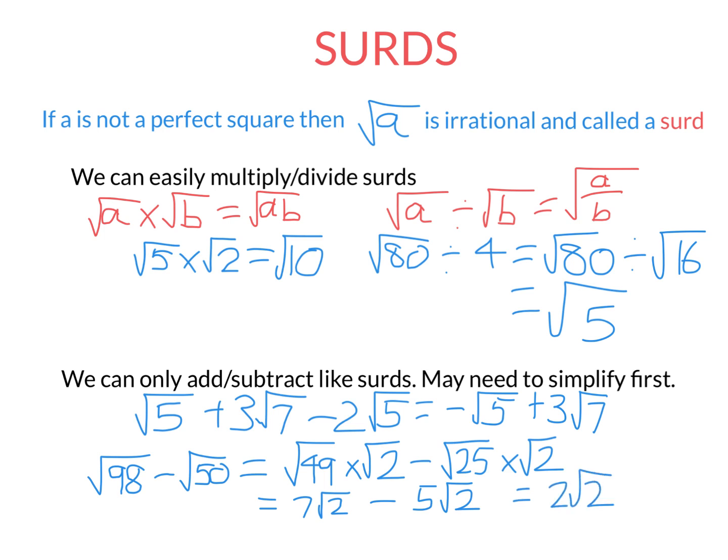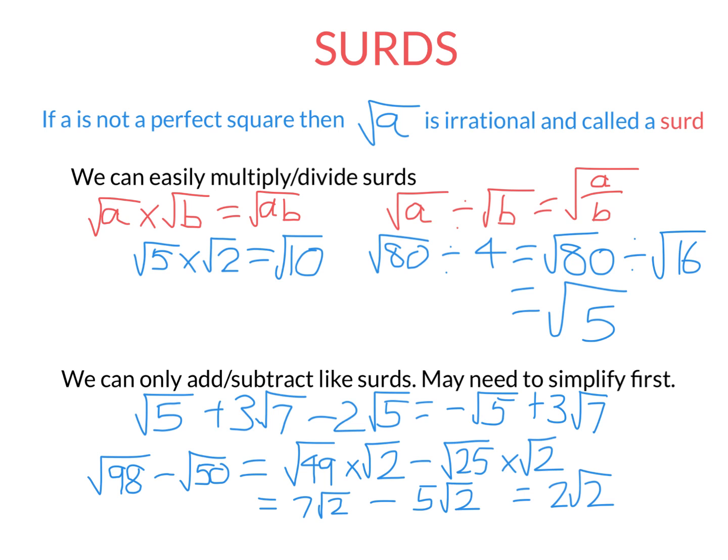Of course, not every surd can be simplified, just as not every fraction can be simplified. This is because some numbers are not divisible by any perfect squares other than 1. So there's no perfect square that goes into 5 or 7 other than 1. That's why I couldn't simplify these surds.